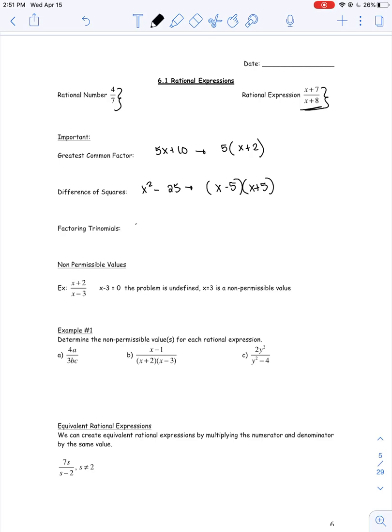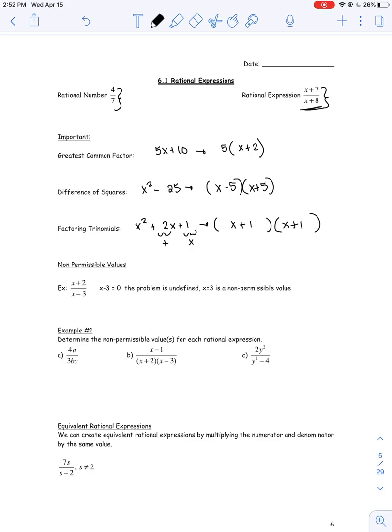Factoring trinomials. So whenever we have x squared plus, let's say, 2x plus 1, we want to factor it and find two numbers that multiply to this number and add up to this. So it has to multiply to this, add to this. So x plus 1 and x plus 1 would add to 2 and multiply to 1. So those would be the factors.